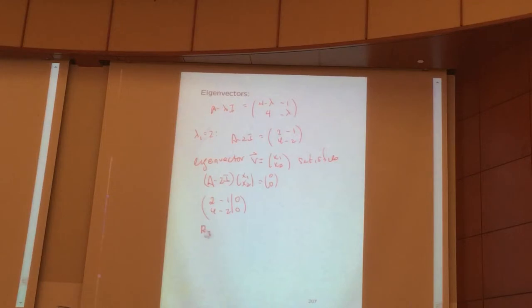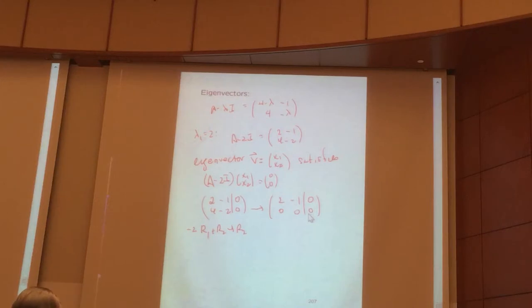I'm going to multiply row 1 by minus 2 and add it to row 2. That's my new row 2. What I get is 2, minus 1, 0, and 0, 0, 0. We'll always get a row of zeros, at least one row of zeros. In this case, 2 by 2, 1 is the maximum number of rows. But you have to get a row of zeros because this system has non-trivial solutions, because that determinant was 0.